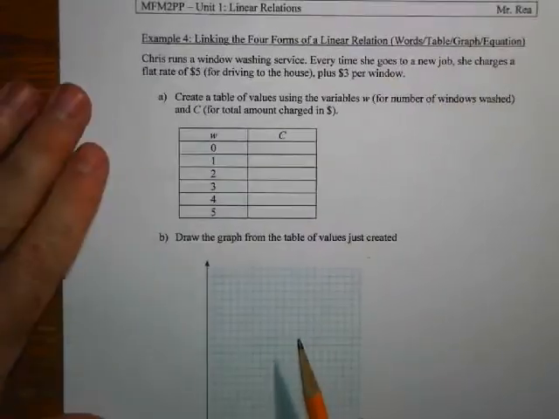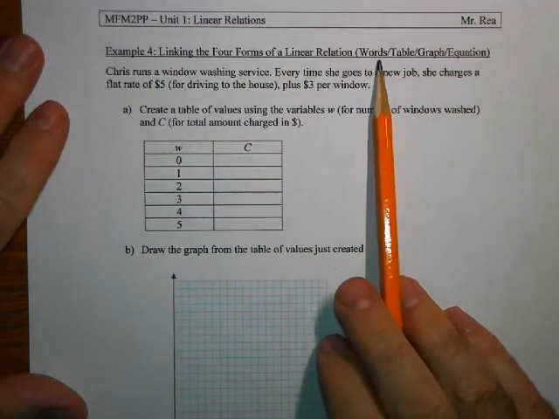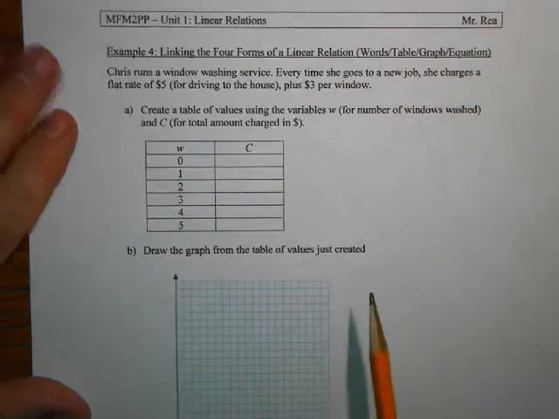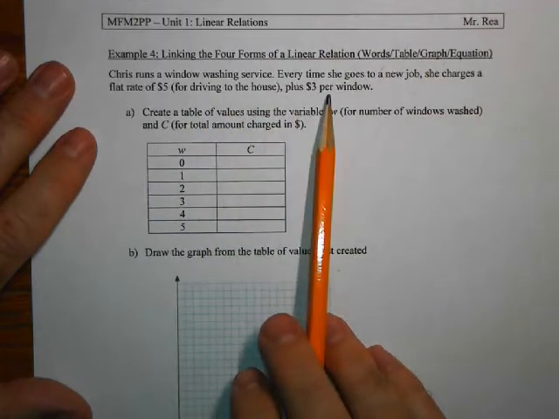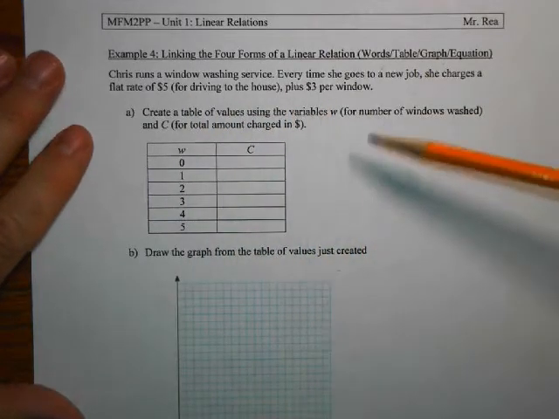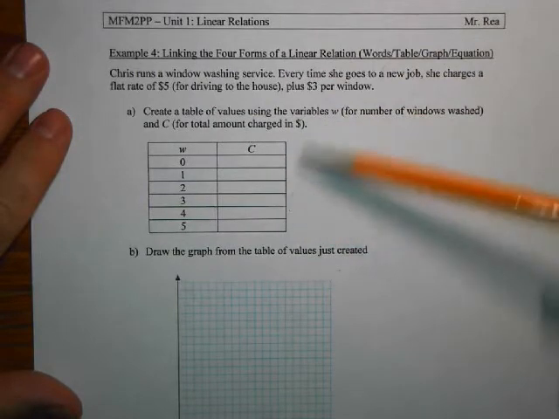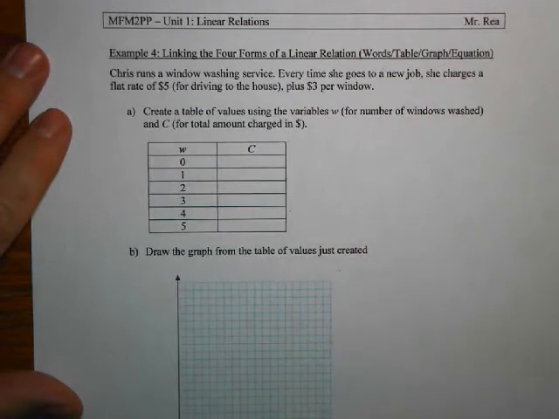So what we're going to do in the last example is link the four forms of the linear relation together. If you remember, those four forms were the words, like a word description or sentences, a table of values, a graph, and an equation. We're going to start with the words, a description of what's going on. In order, first we create a table of values from this. Then from the table of values, we create a graph, and then we create an equation.